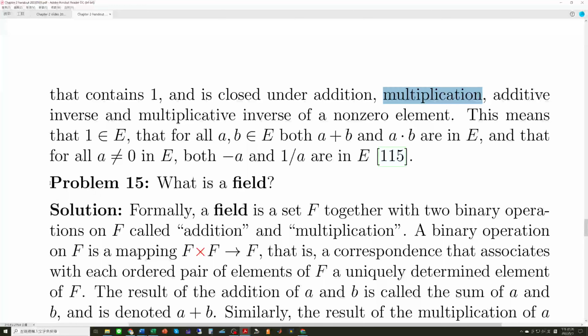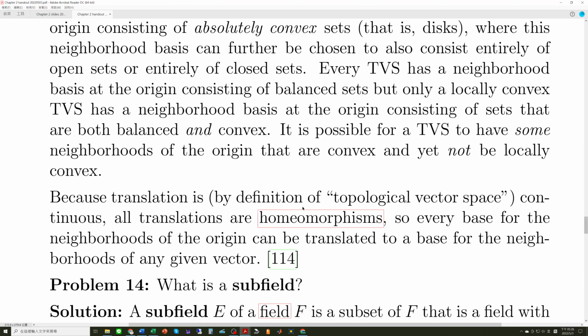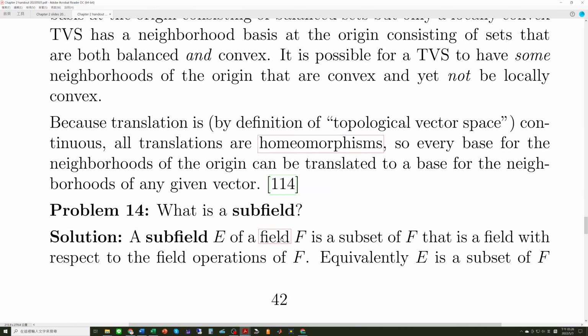Because the subfield is closed under multiplication. Okay, next, problem 15. What is a field? Why do we need to know what a field is? Because this term appears in the solution to problem 14.